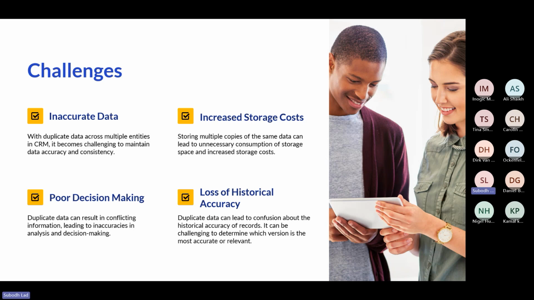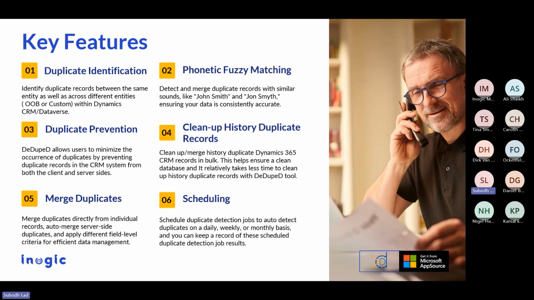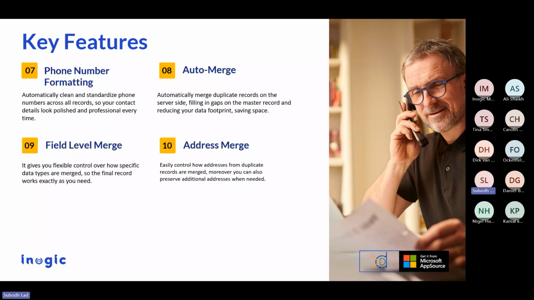Now we'll just see some of the key features of DDupe. So we have duplicate identification, phonetic fuzzy matching, duplicate prevention, cleanup of history duplicates, merge duplicates, scheduling. Additionally, we also have phone number formatting, auto merge, field level merge, and address merge as well. All these key features I'll be covering in the live demo as well.